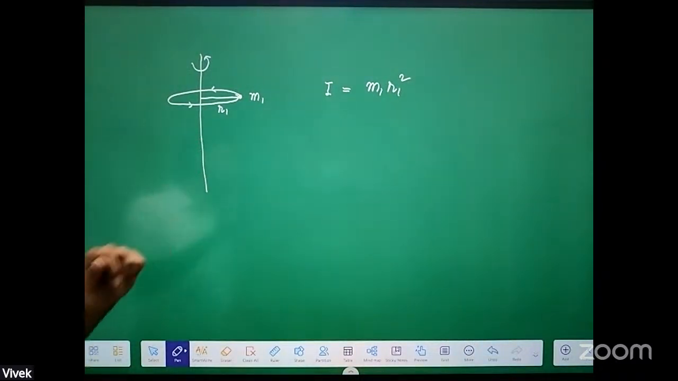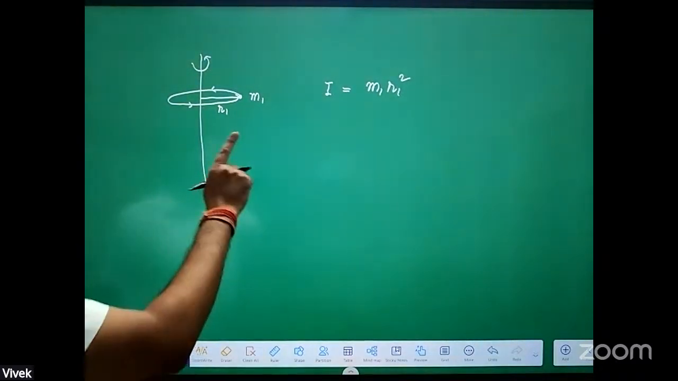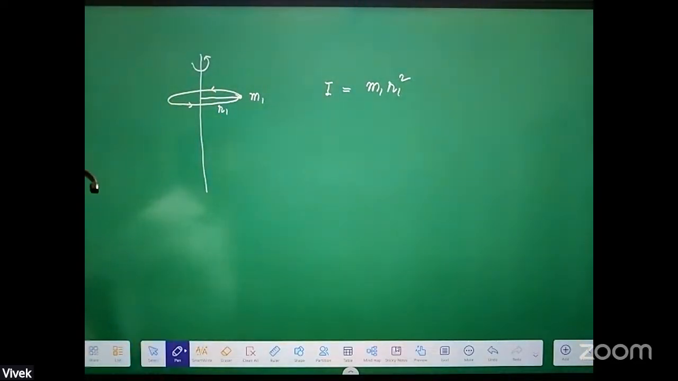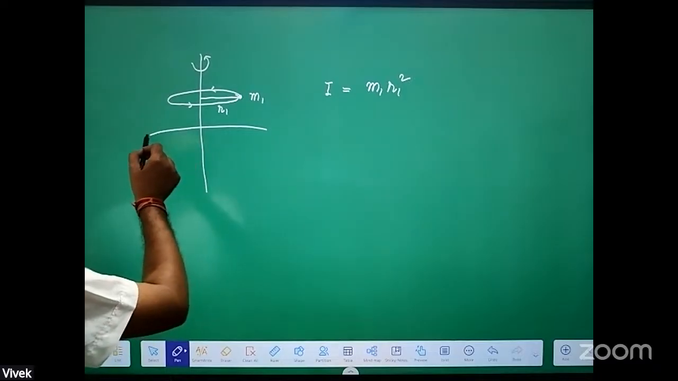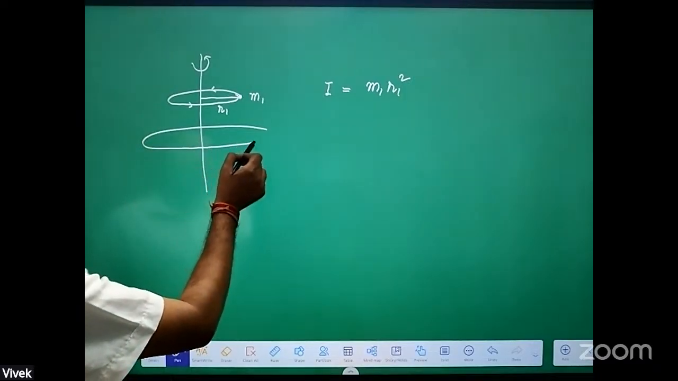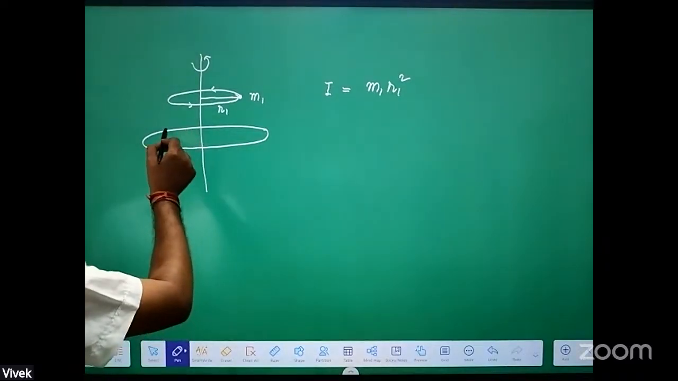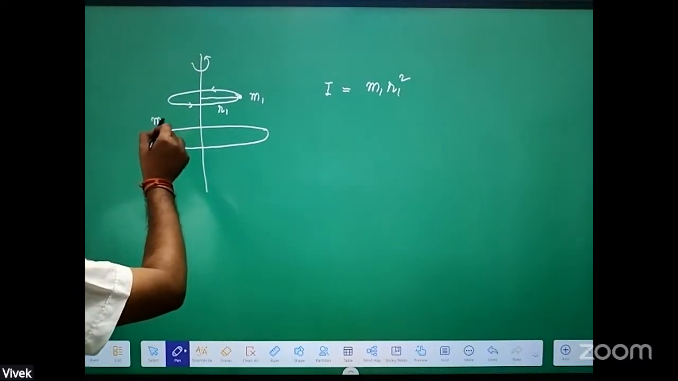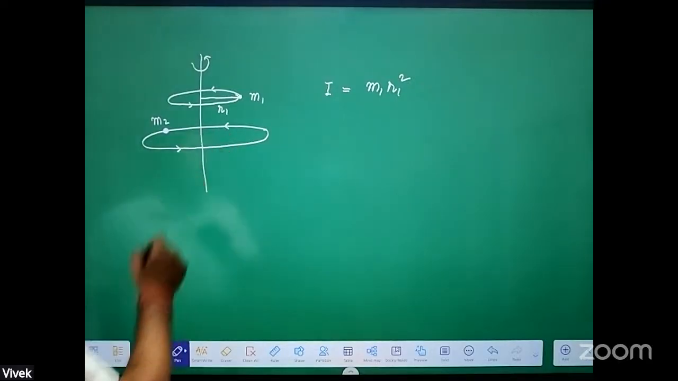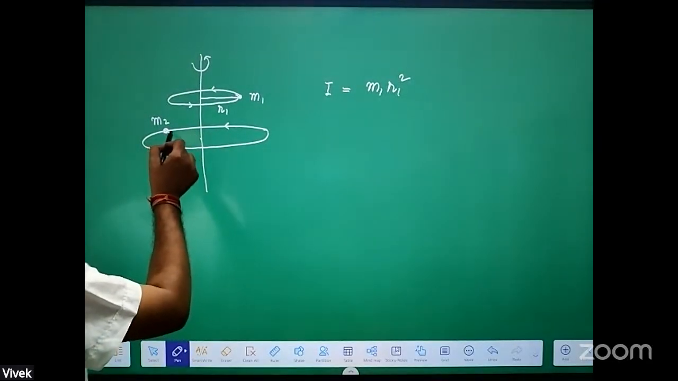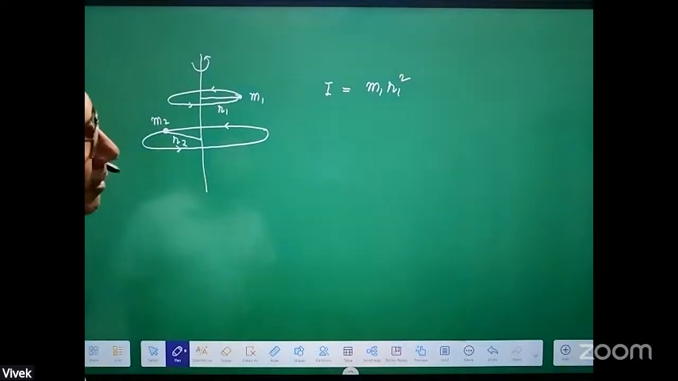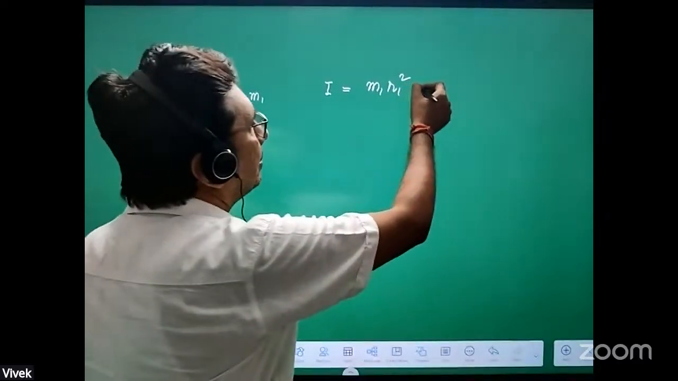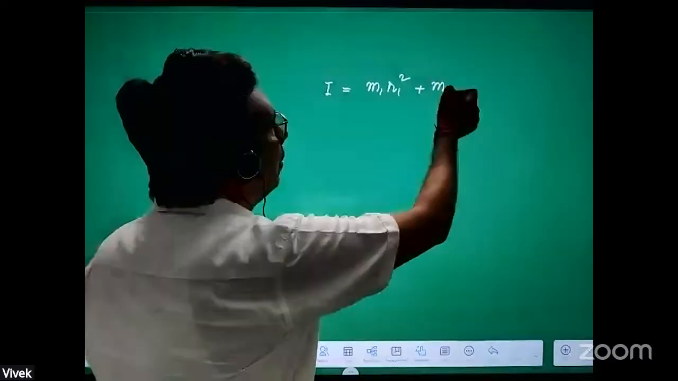But if this system is having two mass particles which are rotating about the same axis of rotation with the same angular velocity, omega is the same. Suppose this is another object, M2, rotating about the same axis at a distance R2. Then the moment of inertia of the system will be plus M2 R2 square.